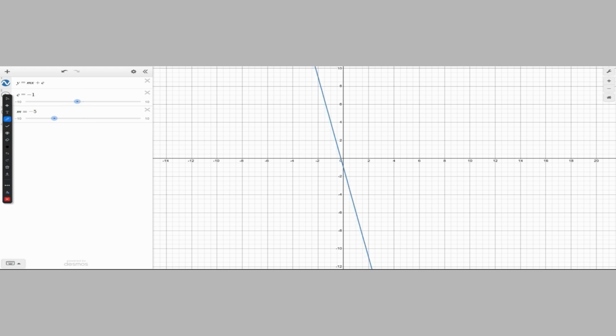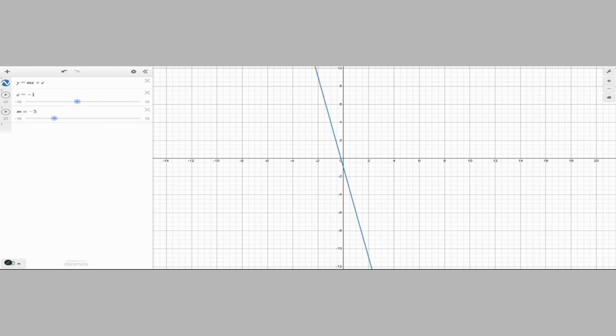So your equation would become like this: y equals negative 5x minus 1. Now we have a very steep downward line starting below the x-axis. This line shows rapid decline, a steep negative gradient plus a negative intercept. It's a dramatic drop.